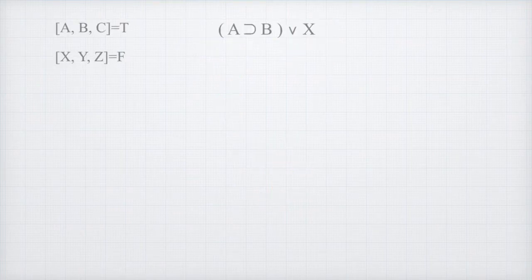So another example, A therefore B or X. Again, I'm simply going to assign my truth values. I know A and B are true. X is false. Start with what's in parentheses. I've already identified that OR is the main connective, right? This whole thing is one piece, and that letter is just one piece.